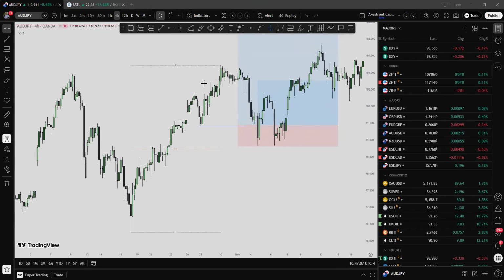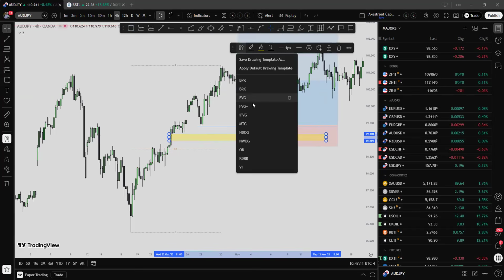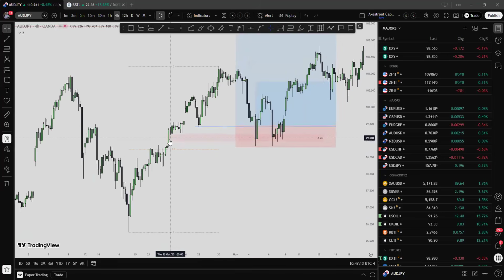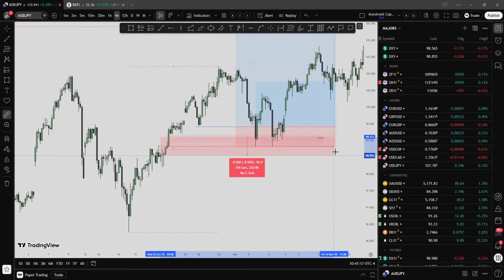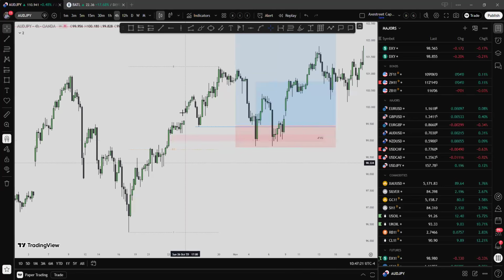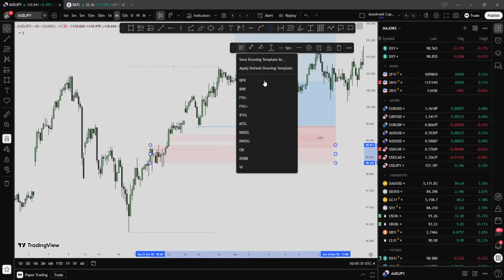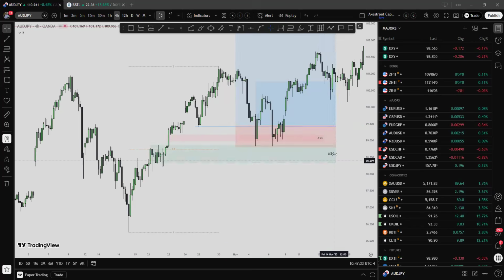Okay, so here's our 4 hour discount array. It's not really in discount, but it is similar, right? It's not perfectly in discount, but it is around equilibrium, which is okay. We still mark it up and we still pay attention to it, okay? At the other side of things, we could potentially use this as a potential mitigation area. Okay, so let me just mark this up as a mitigation area, right?